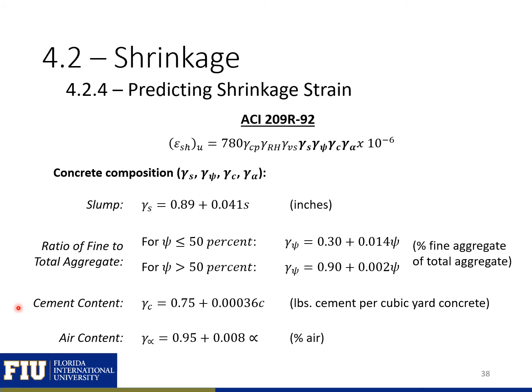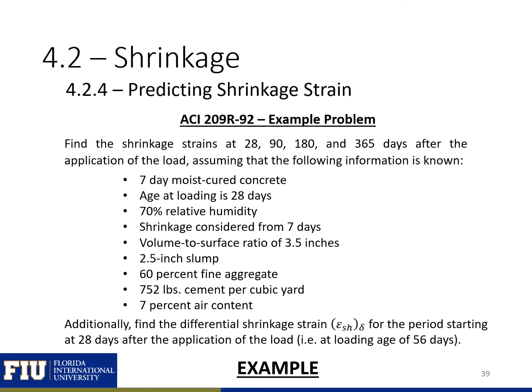If we have more cement, we're going to have larger shrinkage. And the final factor takes into account the air content. Air can't resist shrinkage, so the more air that we have, the more shrinkage we'll have. On the next few slides, we're going to go through an example problem calculating the shrinkage strain using ACI 209R.